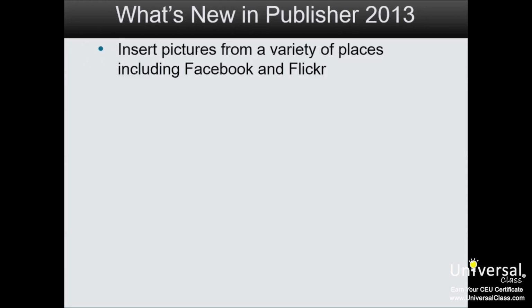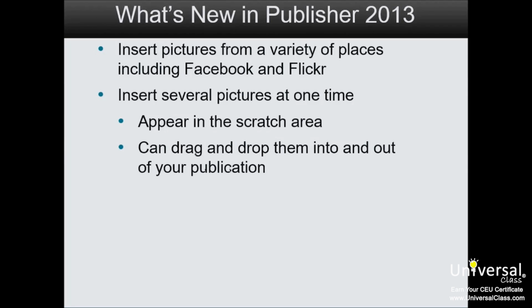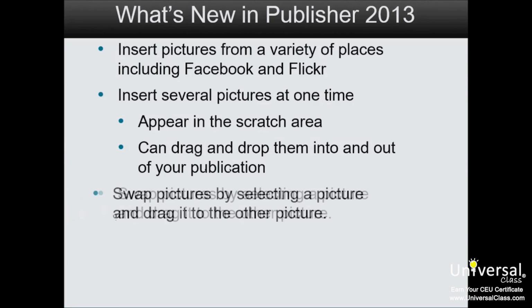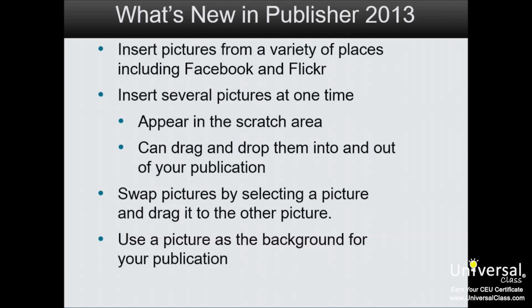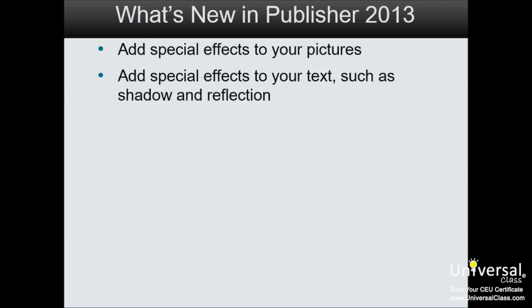You can insert pictures from a variety of places, including Facebook and Flickr. You can insert several pictures at one time. These pictures appear in the scratch area. You can then drag and drop them into and out of your publication. You can swap pictures by selecting a picture and dragging it to the other picture. You can use a picture as the background for your publication. You can add special effects to your pictures. You can add special effects to your text, such as shadow and reflection.